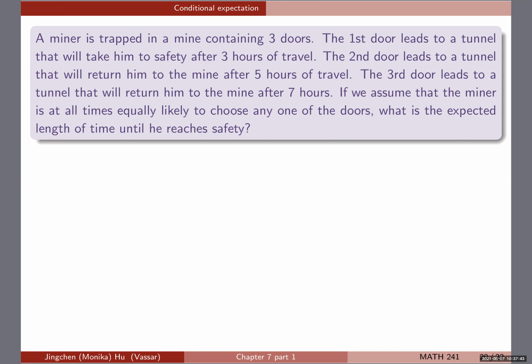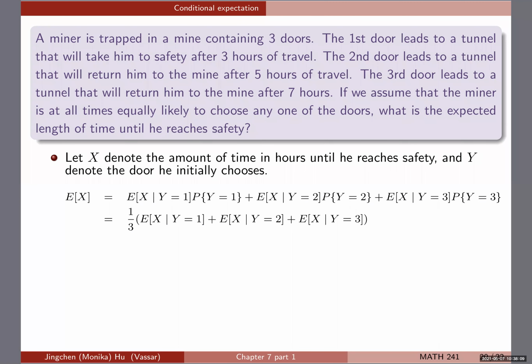Let's use capital X to denote the amount of time in hours until the miner reaches safety, and let's use Y to denote which door he initially chooses. Then our goal is to find the expectation of X, because X is the amount of time in hours that the miner takes to reach safety. To do that, let me write out that conditional expectation result that we talked about.